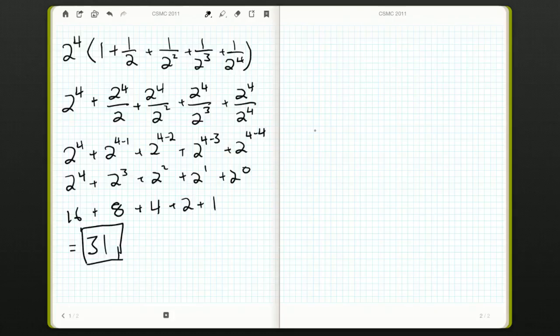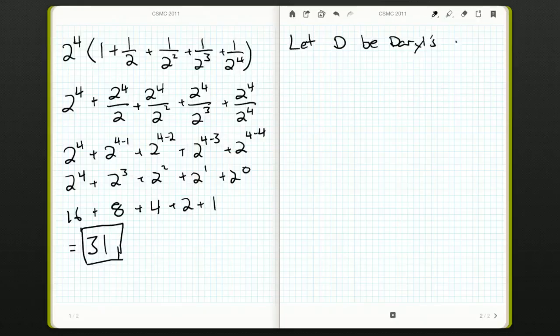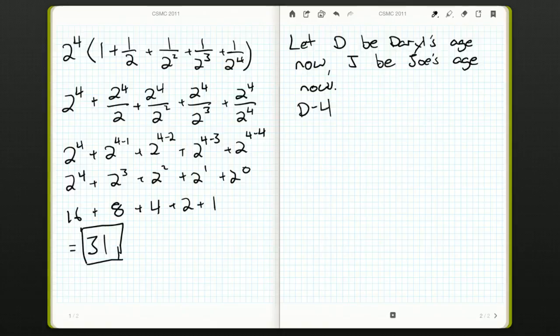So 4 years ago, let D be Daryl's age. And there's another fellow, Joe. Let's let J be Joe's age. Again, it's Joe's age now. We're specifying not Joe's age 4 years ago, not Joe's age in 5 years. So those are the other time frames the question asks us about. So D minus 4, that's Daryl's age 4 years ago. Okay?